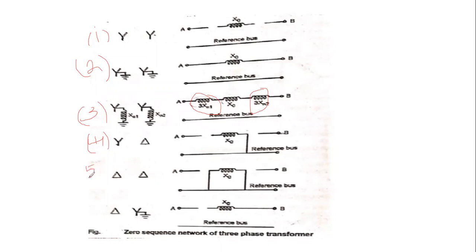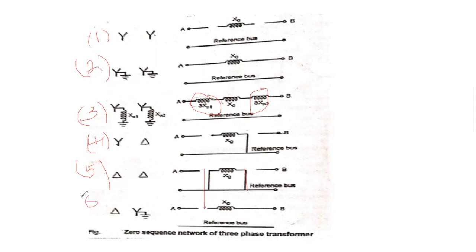Next, the fifth case is delta-delta. Both are ungrounded. Delta means there is a path between x0 and the reference, and this is also delta, so there is a path between x0 and the reference. But both are ungrounded, so it is open circuited.